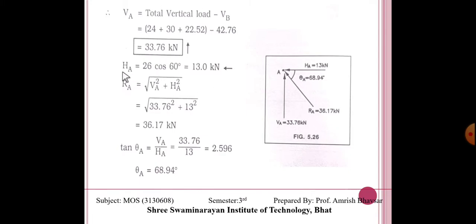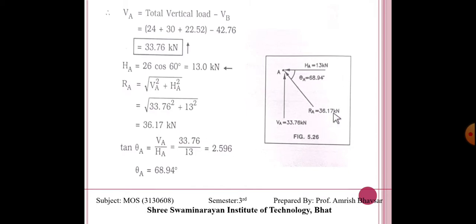Now HA, HA is equal to 13 kilonewton directly. So here at A support we have two forces, horizontal and vertical. The horizontal force is HA is equal to 13 kilonewton and VA is equal to 33.76. So we will get resultant reaction of that. So RA is equal to under root of VA square plus HA square. So we will get RA is equal to 36.17 kilonewton.